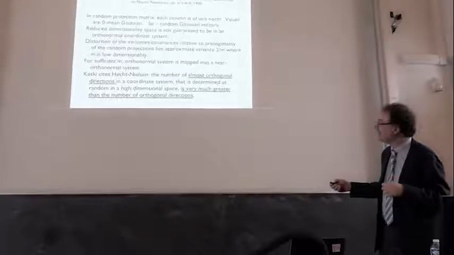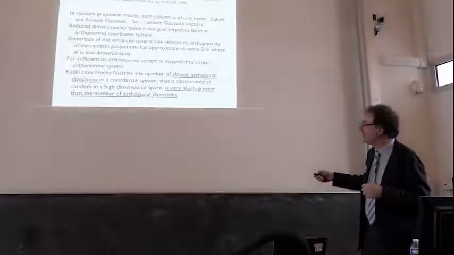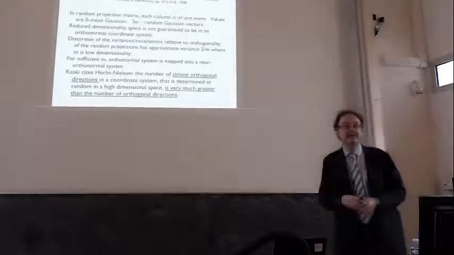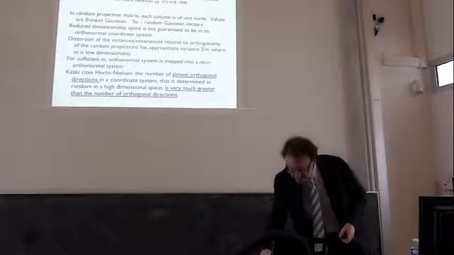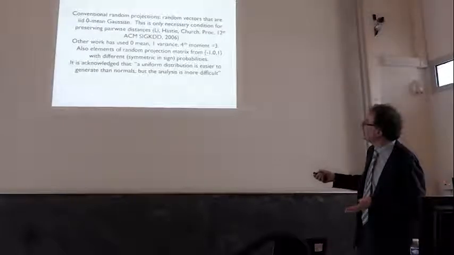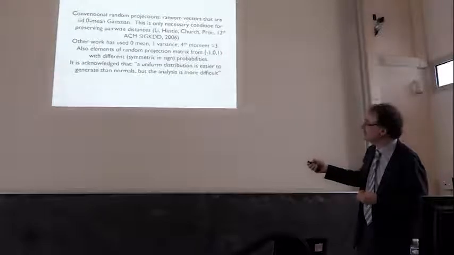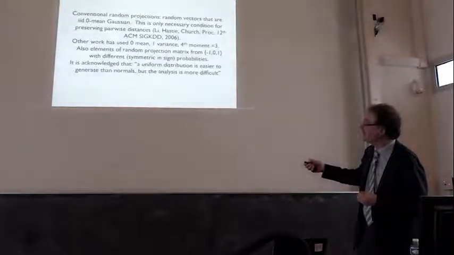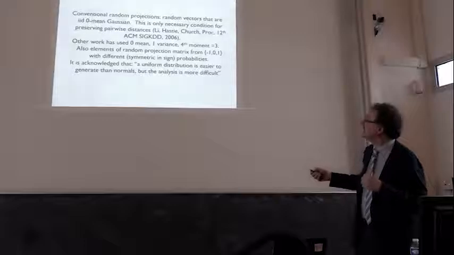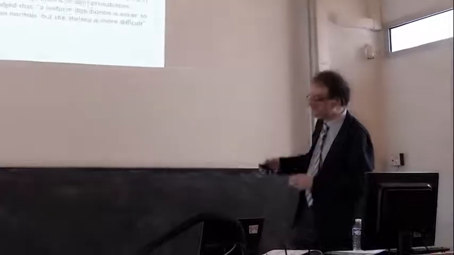But there's a nice quotation from Hecht-Nielsen that the number of almost orthogonal directions in a coordinate system that is determined at random in a high-dimensional space is very much greater than the number of orthogonal directions, which means, of course, that the approximation is quite appropriate and may well be in practice. And let me just see here. This is again summarising the mainstream approach, with the possibility that some other variants are possible relative to the random projection axes. And therefore, in this article, it's interesting that it notes that the uniform distribution is easier to generate than normals, but the analysis is more difficult.